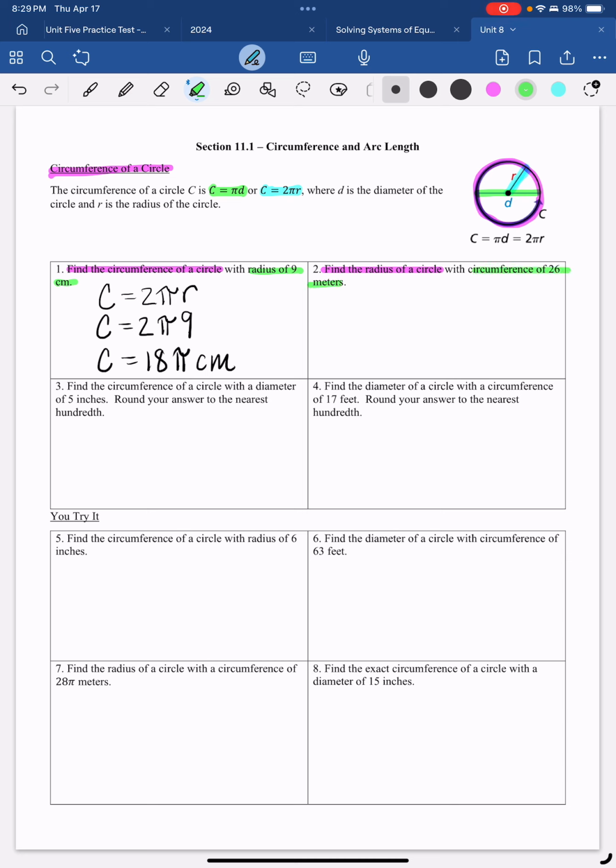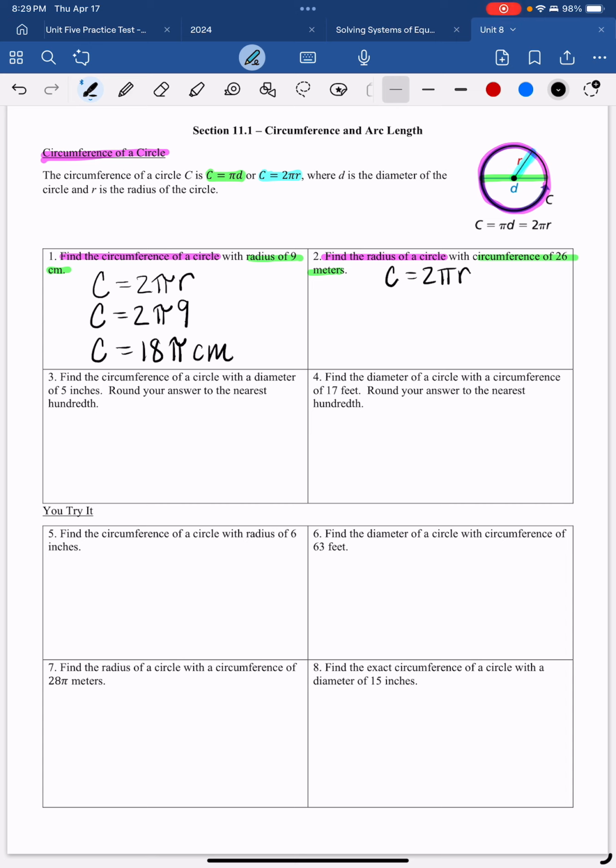Next, in our next problem, we need to find the radius of a circle whose circumference is 26 meters. So radius, circumference, that means we're going to be using the formula circumference equals 2 pi r. This time we know the circumference to be 26 meters, and we're going to set that equal to 2 pi, and then we don't know the radius, so that's going to be our variable. To solve for the radius, we're going to divide by 2 pi.